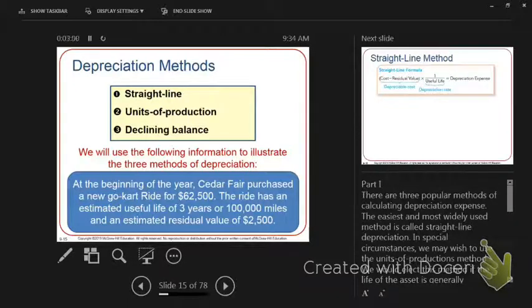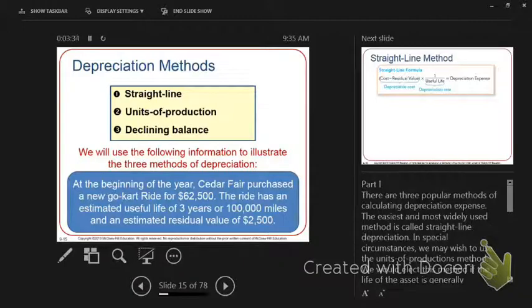All right, so here's our information. The cost is $62,500. The residual value, which I sometimes slip and call salvage value, same thing, is $2,500. Life of 3, and for units of production, they tell us it's 100,000 miles. So let's work this problem. For straight line, we have 62,500 minus 2,500, divided by 3, which is 20,000.